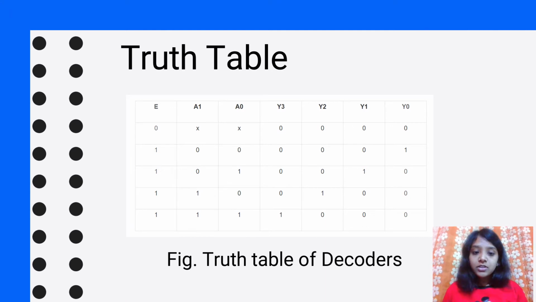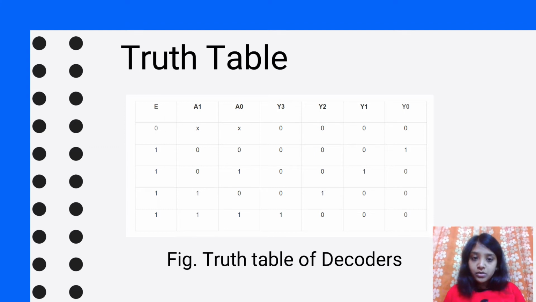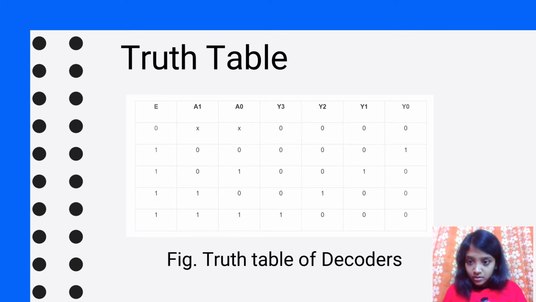Now we will see the truth table for the 2 to 4 decoder. From the truth table, we can write the Boolean function for each output. So let me write for Y3. Y3 is equal to E A1 A0.